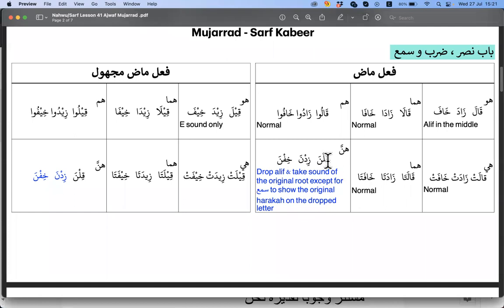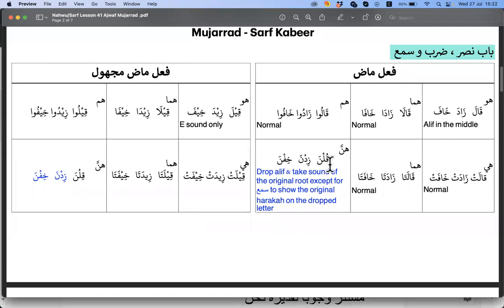Here, the only exception is the Sami'a family. For Khofa, what are our root letters? Kha, waw, fa. Yes, kha, waw, fa.